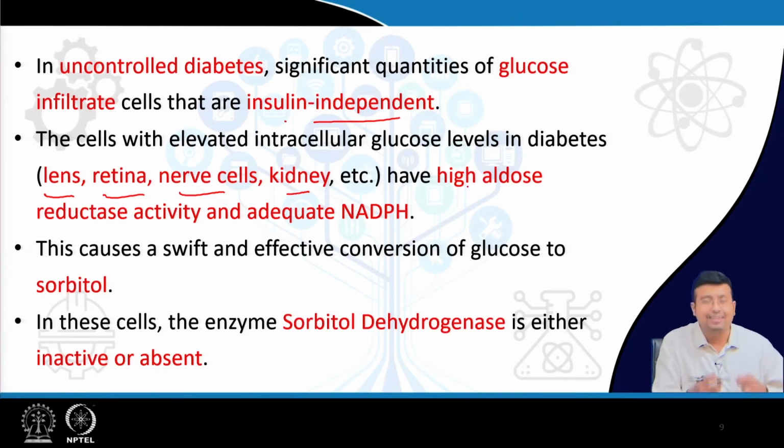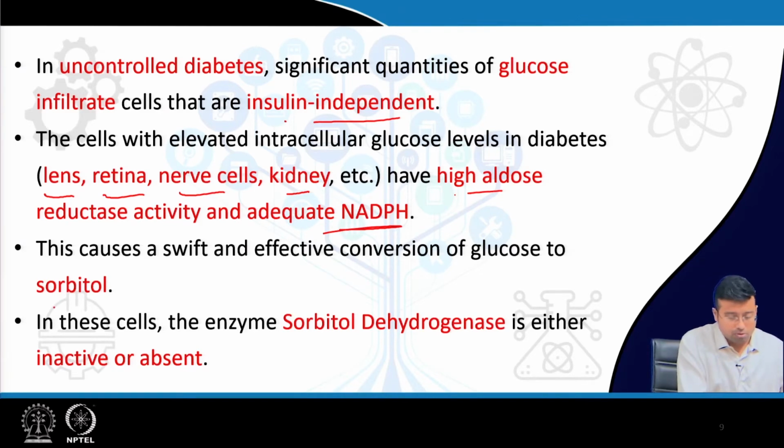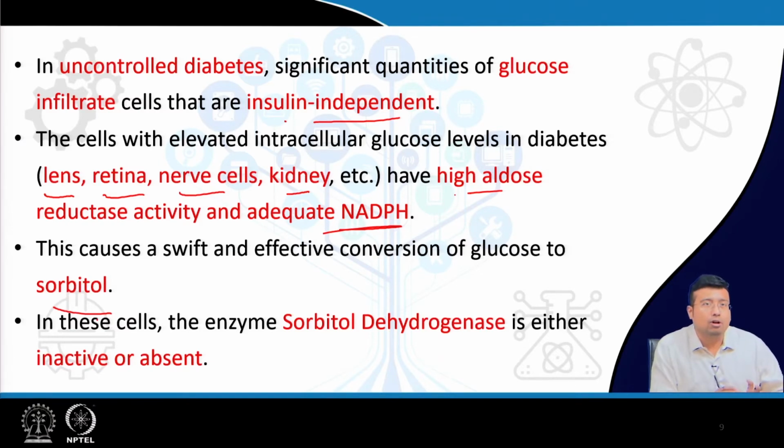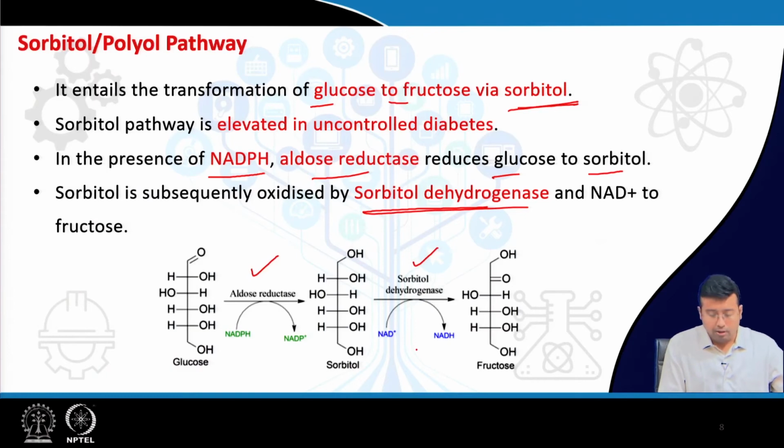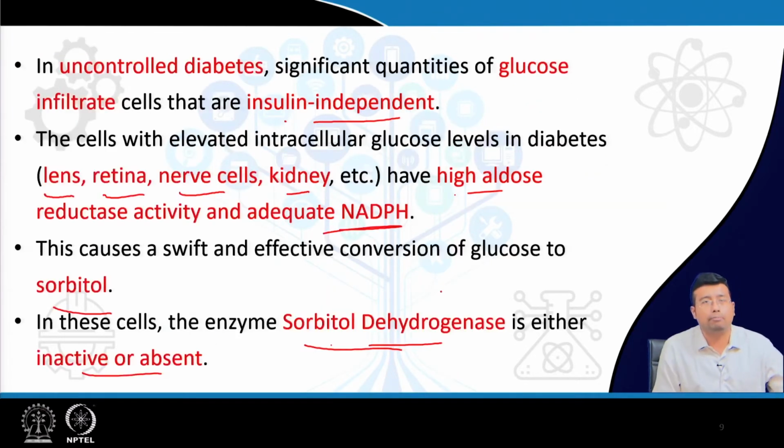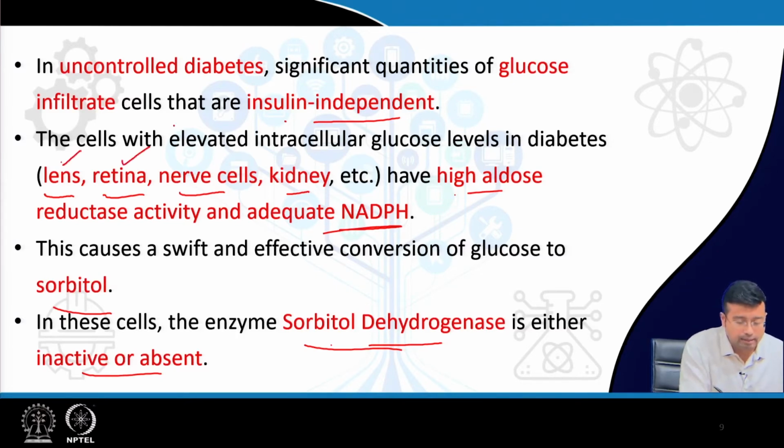The lens is actually in the eye only. So, they have got high aldose reductase activity and adequate NADPH. So, what happens? All this glucose is converted to sorbitol, but once it is converted to sorbitol, in diabetes these cells' sorbitol dehydrogenase is either inactive or absent. There is a finite amount by which sorbitol dehydrogenase can convert sorbitol to fructose, but if an excess amount of sorbitol is being produced, this enzyme will not be able to cope up, and it has been seen there is down regulation of sorbitol dehydrogenase in these cells, especially in lens, retina, nerve cell and kidney.